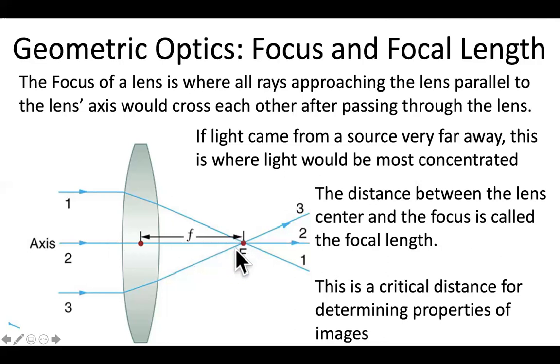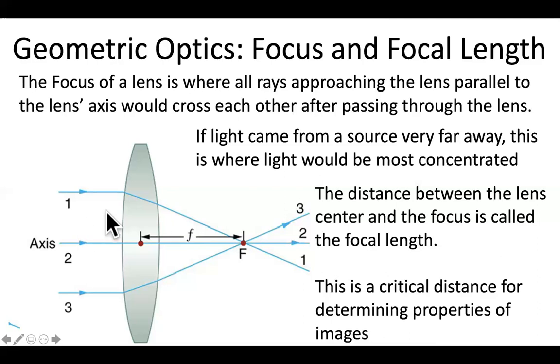This distance turns out to be the fundamental property that defines how images work for this lens. Now, what f is depends on the shape of the lens and on what the lens is made out of. It's like the concept of resistance. It's something you could calculate from the shape of the material, but as far as images are concerned, what you need to know is what it is.